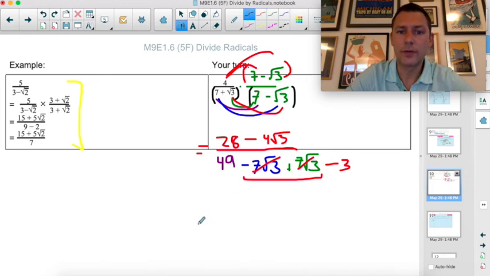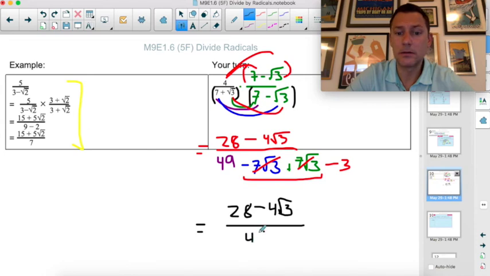And you're left with the numerator, 28 minus 4 root 3, over 46. It looks ugly still. It doesn't look particularly nice, but it's nicer than having a fraction or a decimal in the denominator. So we say that's simplified.